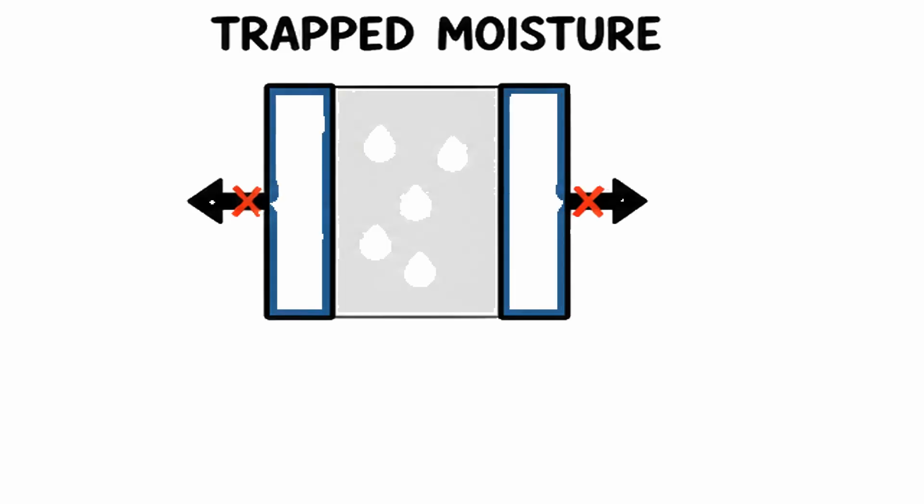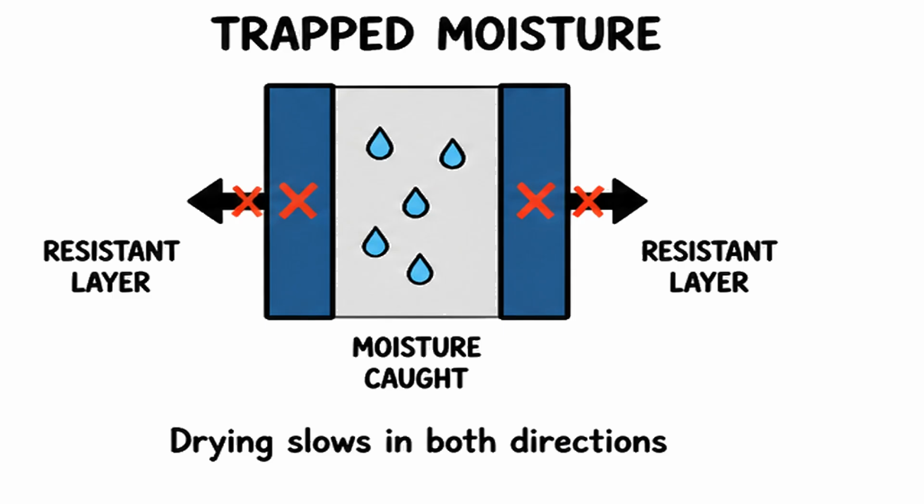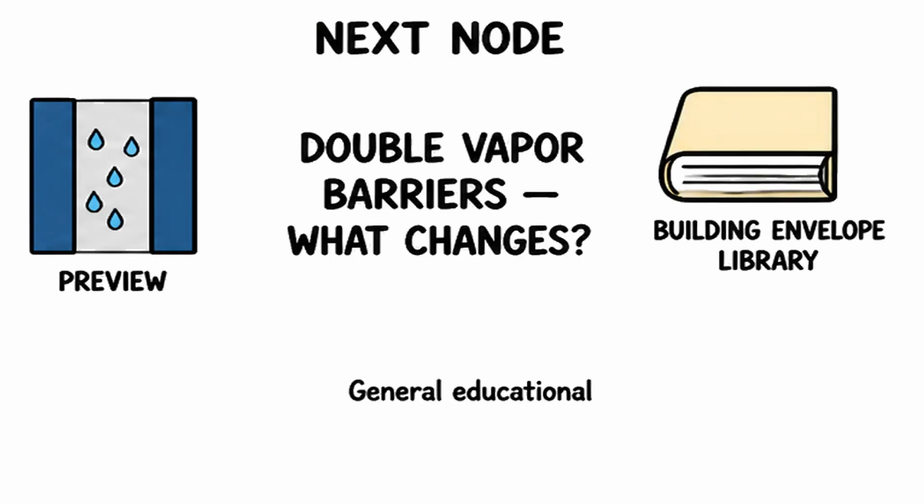Watch what happens between two resistant layers. Moisture caught in the middle has no easy path out. Drying slows in both directions, and trapped moisture becomes a risk. Next node, double vapor barriers. What changes?